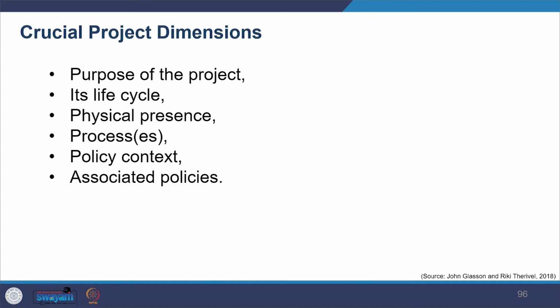In our EIA report, you are required to give the project dimensions in detail. A project has many dimensions, like for what the project is being done, what will be the life cycle of the project, 60 years, 70 years, 100 years or so, and then what will be the physical presence of the project, what will be the process involved, under which policy context it has been done, and what are the related policies with that project.